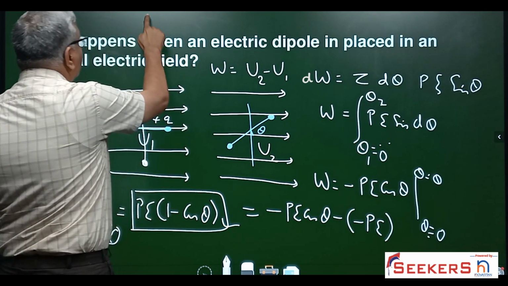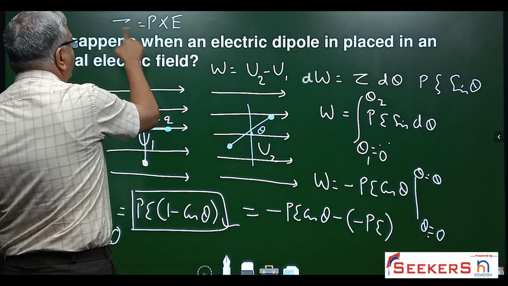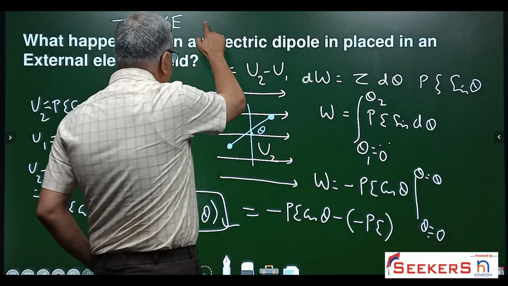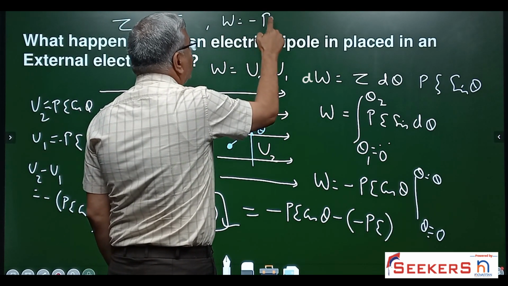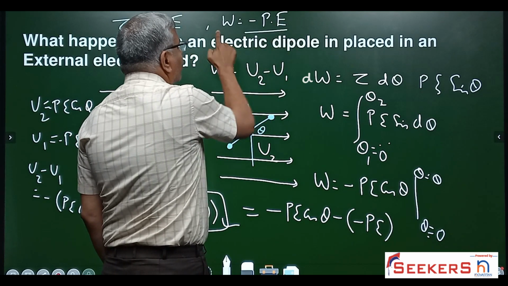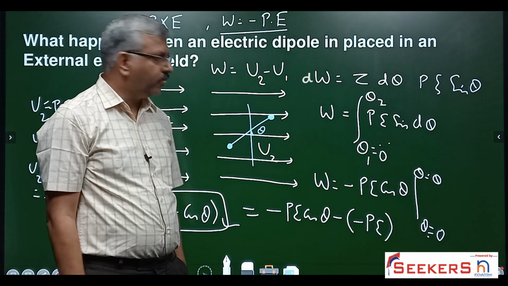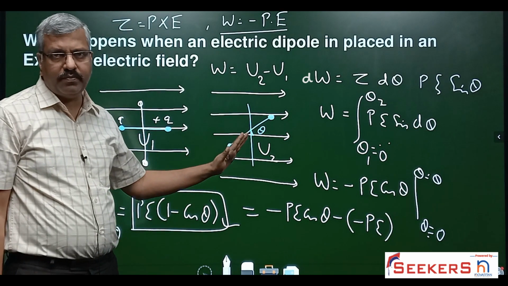So remember, P cross E is the torque acting on the dipole placed in an external electric field. Then remember, work done is equal to minus P dot E. This is the work done in turning a dipole by an angle theta. I hope I explained to you about the initial position and the final position.